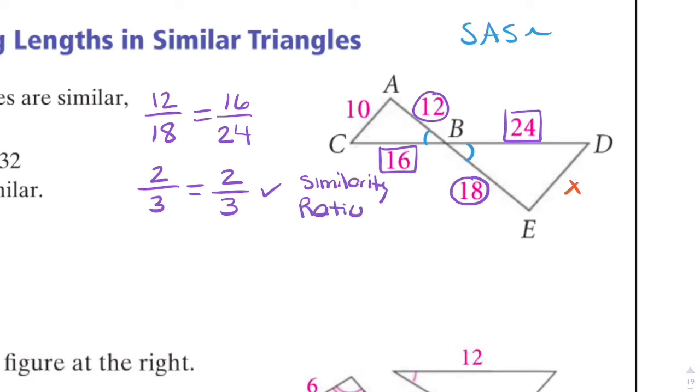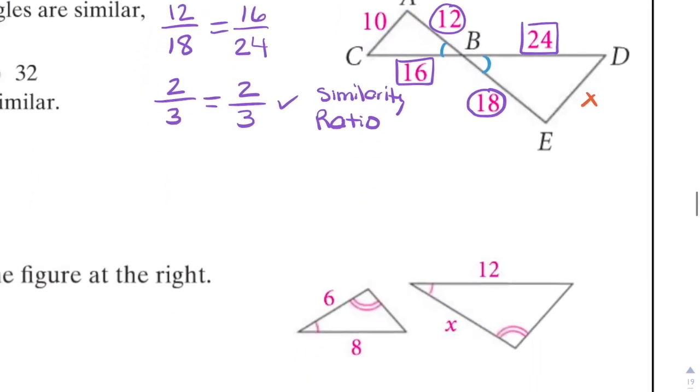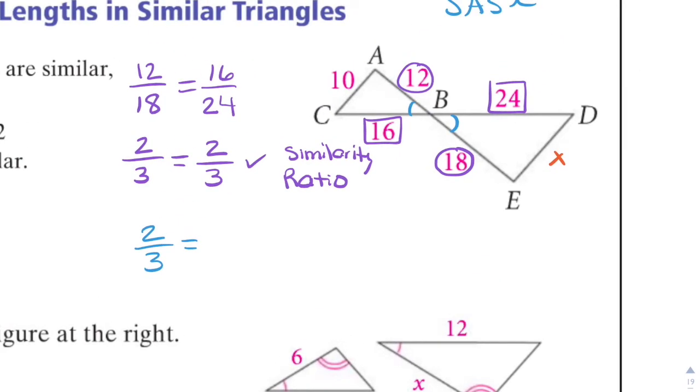Now, you don't need to use the similarity ratio. I'm just trying to demonstrate that they are similar. But it's a little bit easier now that you've reduced it to a lesser number, 2 over 3. Can you compare it to 12 over 18? Yes. Can you compare it to 16 over 24? Yes. What I'm going to do is take my ratio 2 over 3 and say that has to be equal to the smaller of the two, so 10, over the smaller of this one, DE, which is x.